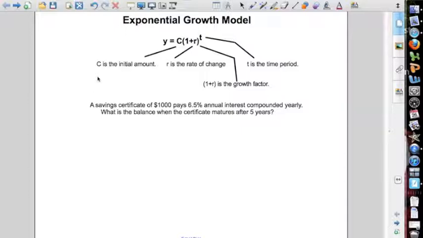Now, with everything, there's a starting point. And so C is that initial amount that we're starting with. No matter what the situation is, there's some initial amount that we're going to begin with. And then as it grows from there, that's where it starts, the initial amount.